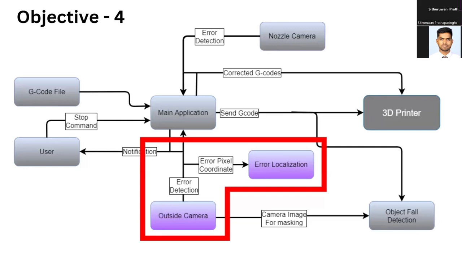In objective 4, we are using the outside camera to detect errors, and using mathematical algorithms and image processing, the 3D world locations are calculated. Next slide, please.